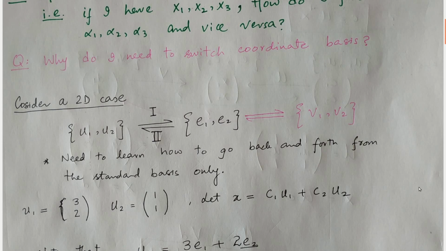Okay, so let's consider a 2D case. Let's suppose I have 3 collections which are bases for a 2-dimensional vector space. I have, of course, my standard basis, which is E1 and E2. And let's suppose I have another basis U1, U2 and V1, V2. The question is, let's consider these 2 bases first. How do I switch between the standard basis to this basis and from this basis back to the standard basis?